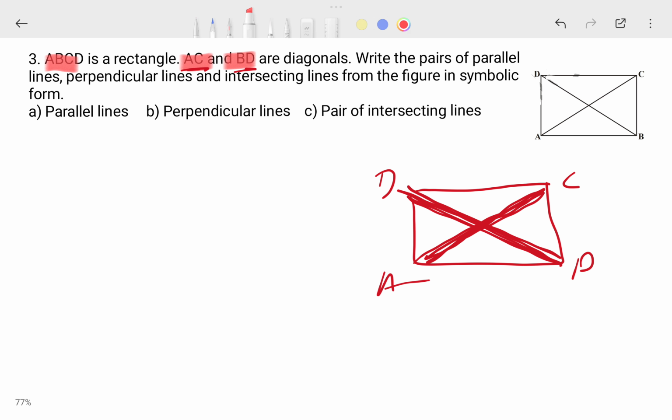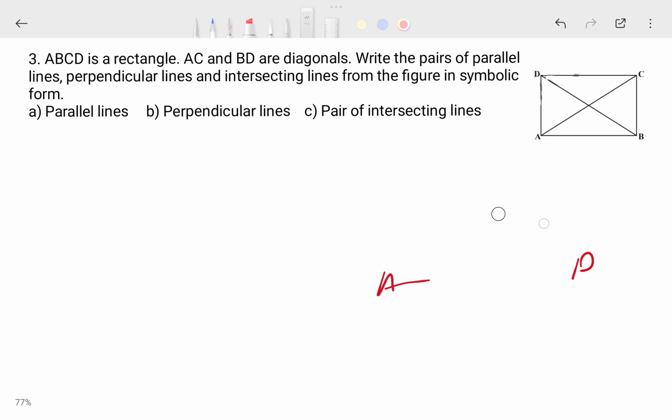So this question is telling us to write the pairs of parallel lines, perpendicular lines, intersecting lines, and the figure in symbolic form. So in this figure we have to observe and tell which is perpendicular and which is not perpendicular, which is parallel and which is intersecting. So what is the first one? Let's talk about the first question.